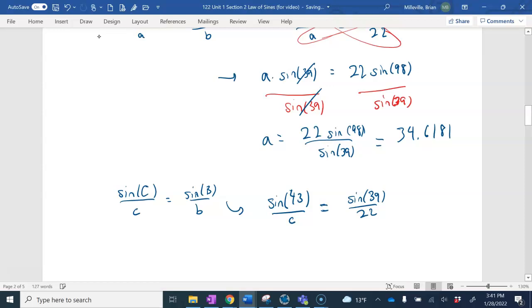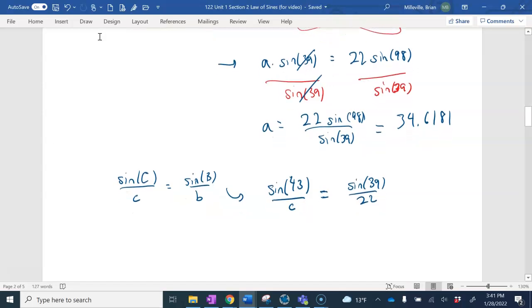I'm not going to show the work for this, but it's very similar. Either cross multiply or reciprocate both sides and then multiply by sine of 43. Either way, we're going to get that the side length C comes out to 22 times sine of 43 degrees divided by sine of 39 degrees. Very similar to what we saw up above, except 43 instead of 98. Again, you can compute this with a calculator, and if you do so, you're going to come up with 23.8415. That's a length.